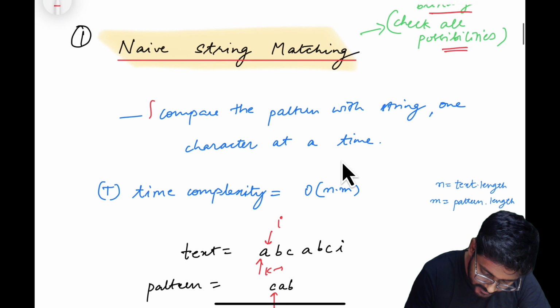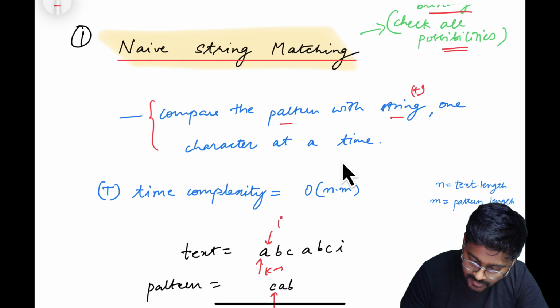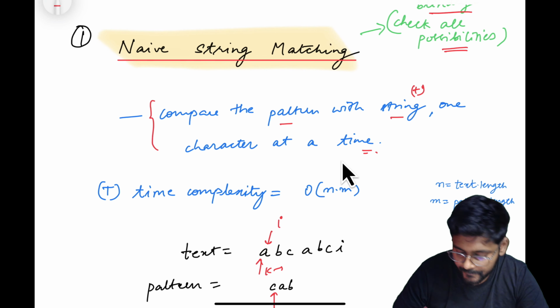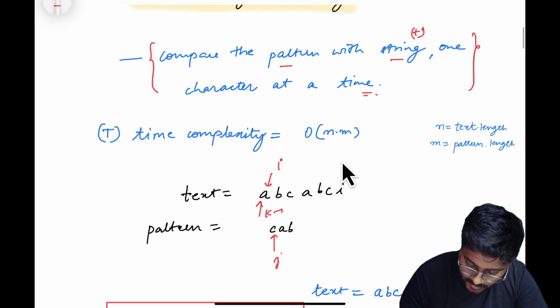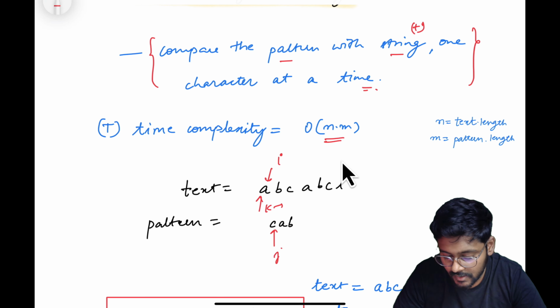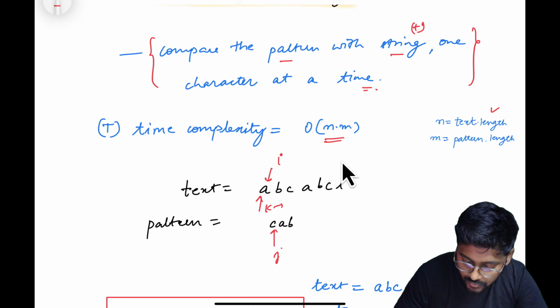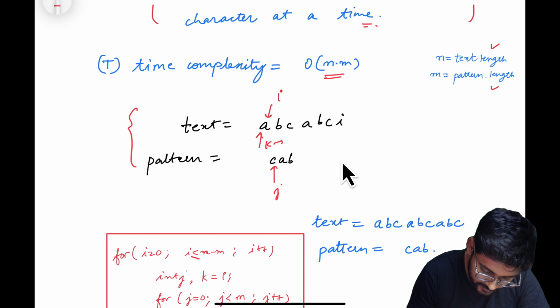The definition is: compare the pattern with the string, or you can say text, one character at a time, doing it in a brute force manner. And this algorithm gives us the time complexity of n times m, where n is equal to text.length and m is equal to pattern.length. Let's run it over this example.